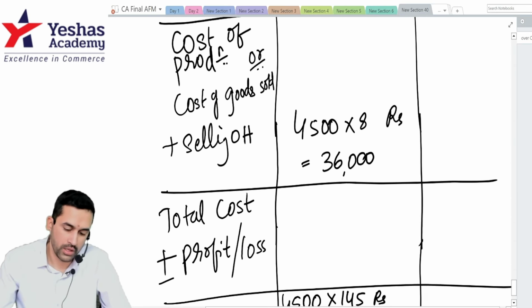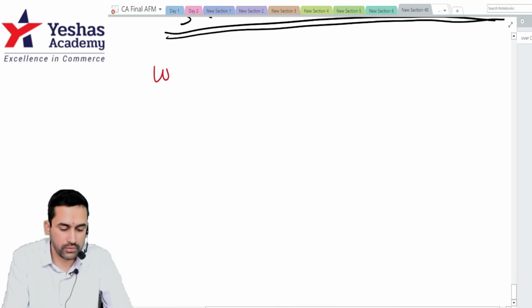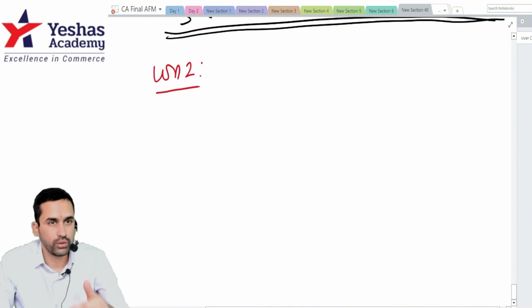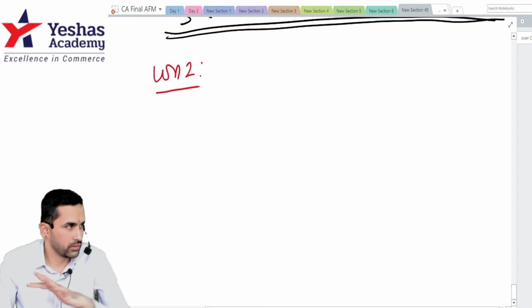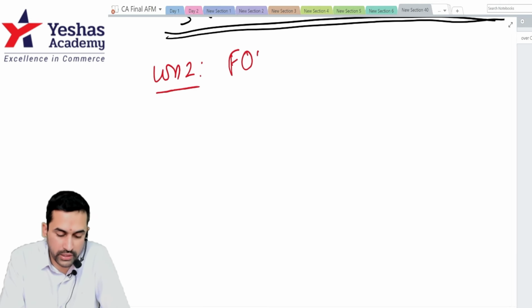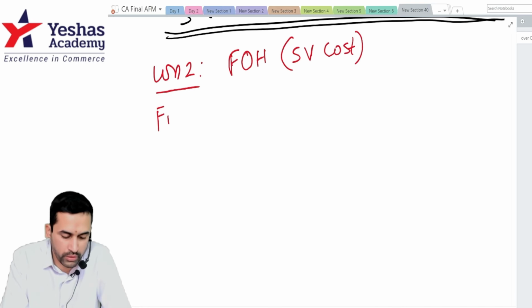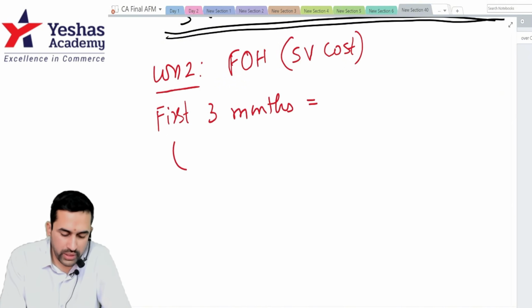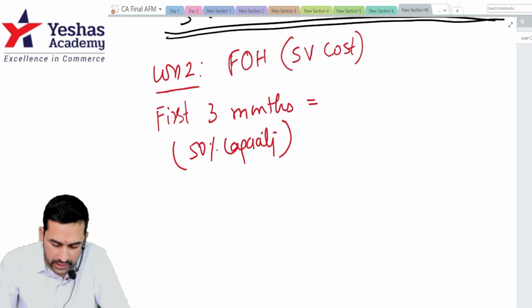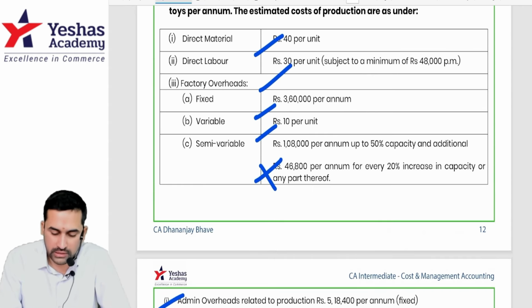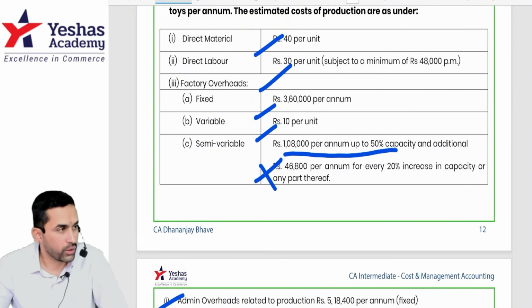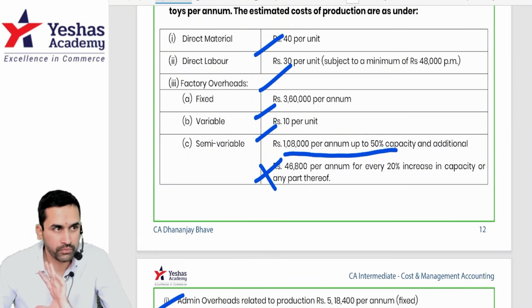Correct? Let me do it. You follow and then I'll give you time to copy. Factory overhead, semi-variable cost portion. For first 3 months, how to do? You are working at what capacity level? 50%. That means in that entire sentence, the number that is relevant to me is only 108,000.